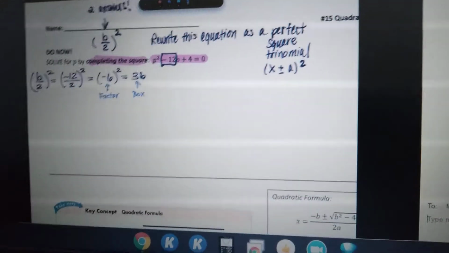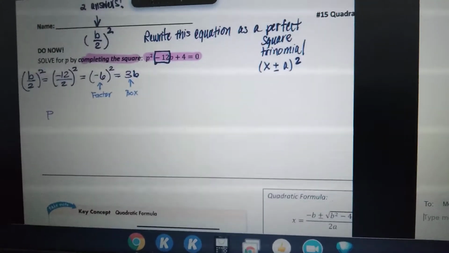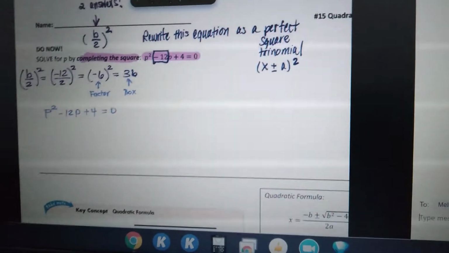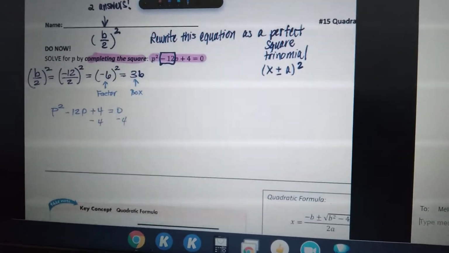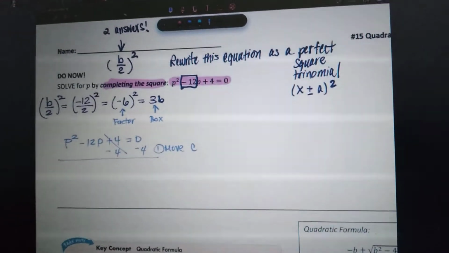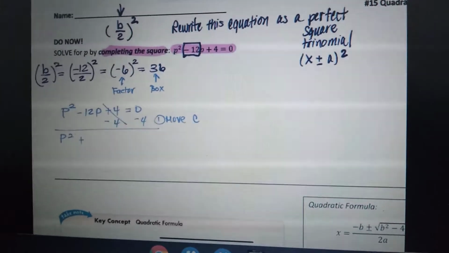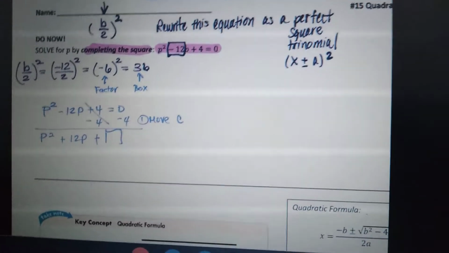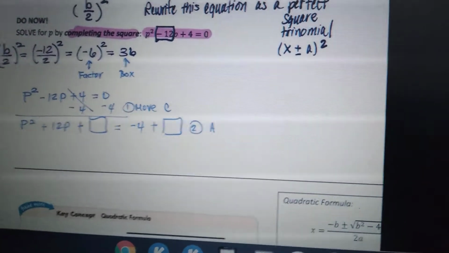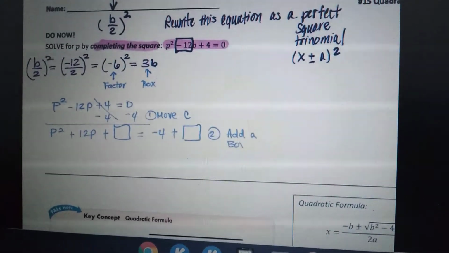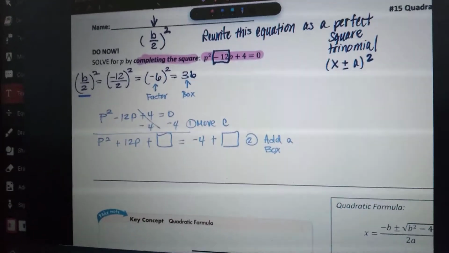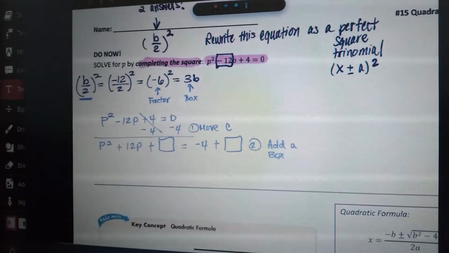Everyone understand? Good. So I'm going to write p squared minus 12p plus 4 equals 0. I'm going to subtract 4 from both sides. Step 1 is move c to the other side. So now I have p squared plus 12p, add a box, equals negative 4, add a box. This is step 2, add a box.